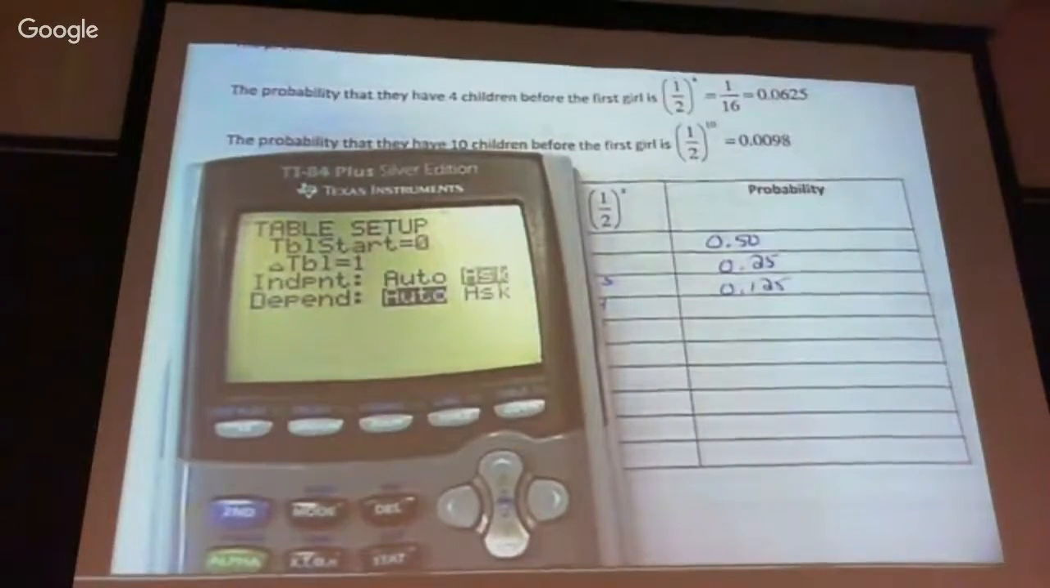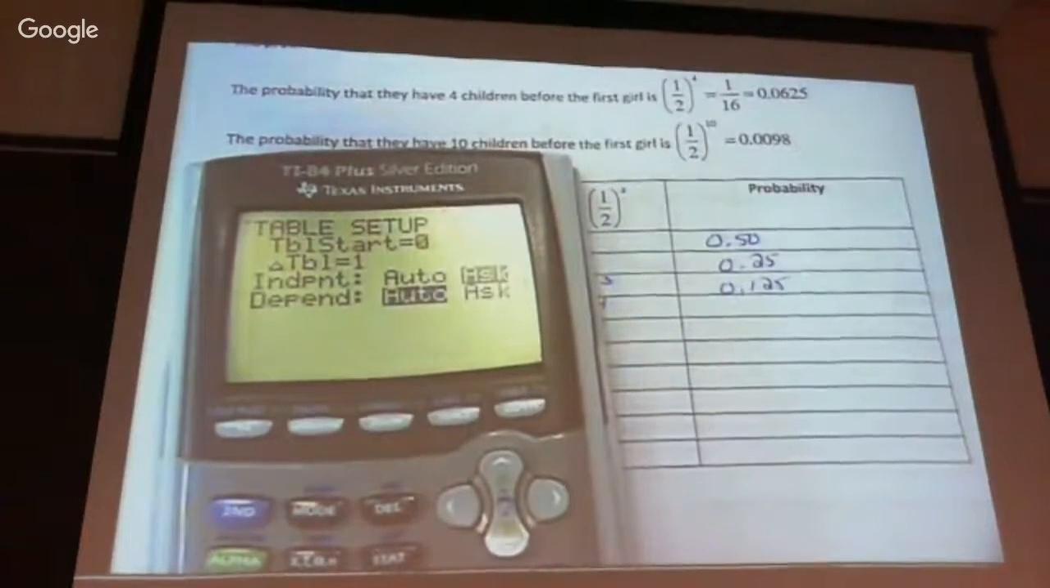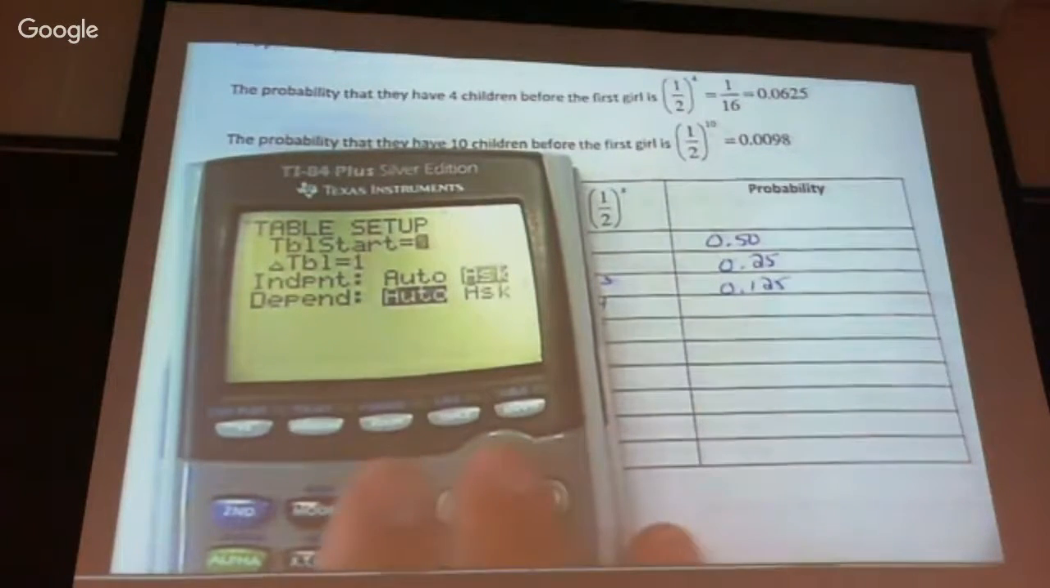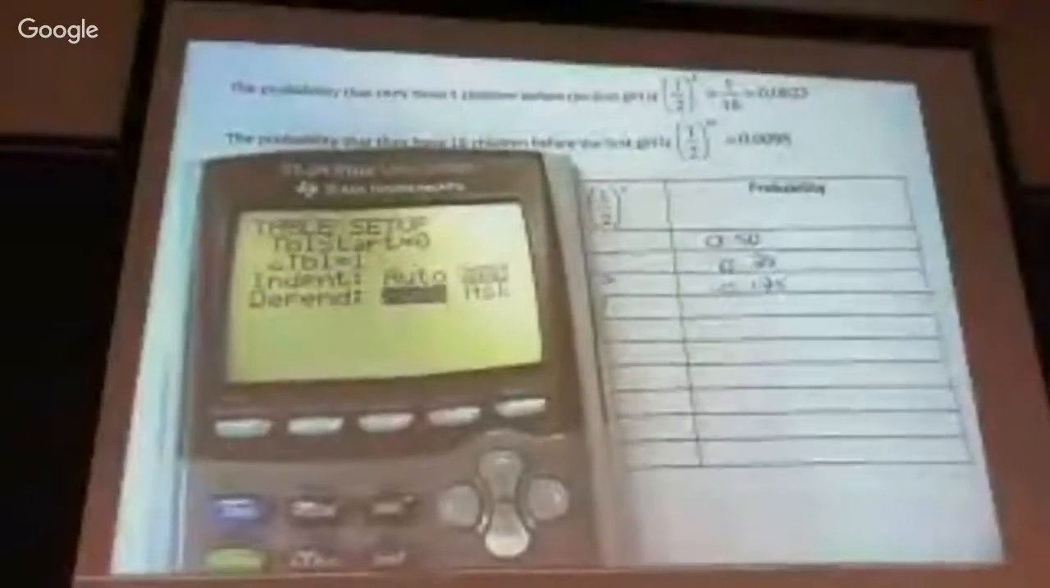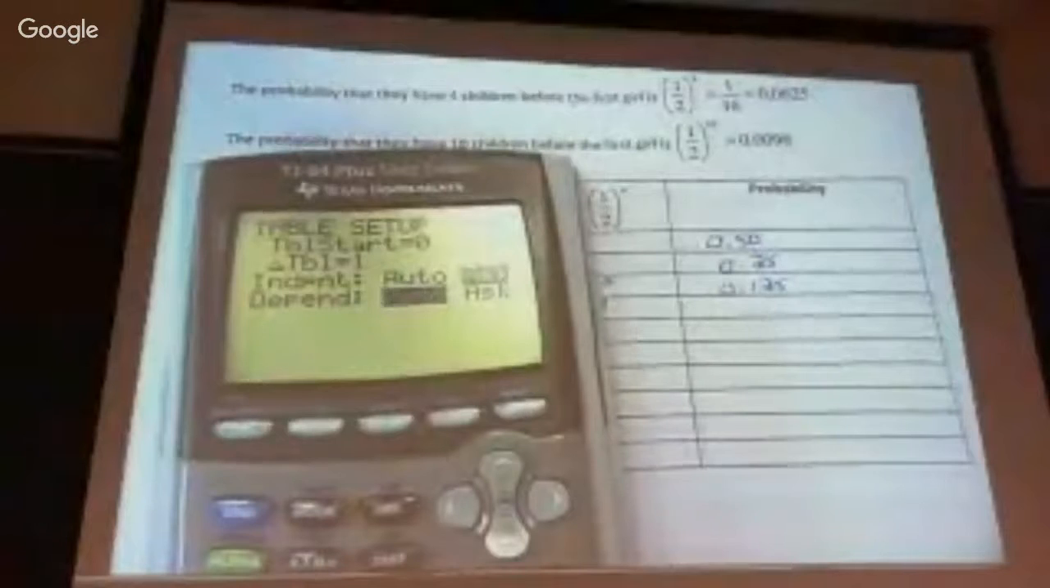Good. It should say ask auto. If yours still has auto highlighted, you didn't change it last time. So make sure it says ask auto. Make sure that the independent, push enter on ask. Dependent should be on. Does everyone have ask highlighted, auto highlighted? I don't care what the numbers are up top. Just make sure it's ask auto. Does everyone have that? Good.